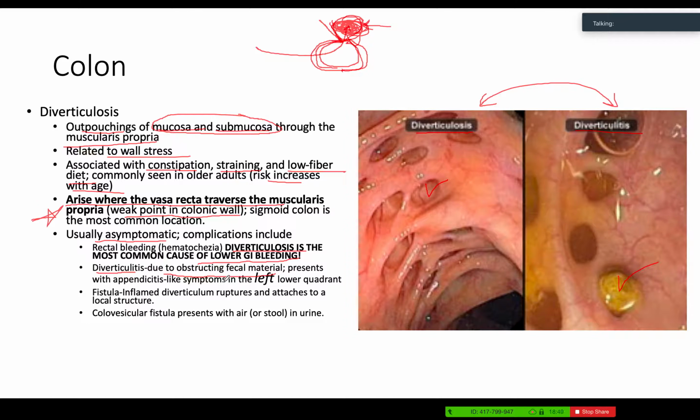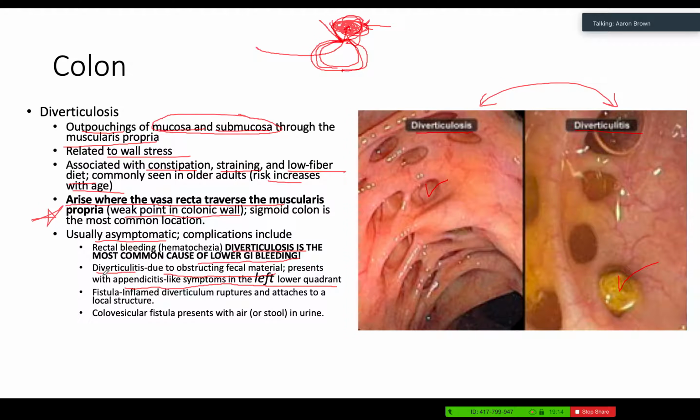Typically, your patient is going to present with appendicitis-like symptoms on the left lower quadrant. So when we say appendicitis, we're all very comfortable with what appendicitis looks like. Periumbilical pain that progresses to become right lower quadrant pain, with point tenderness at that location, and so on and so forth for appendicitis.